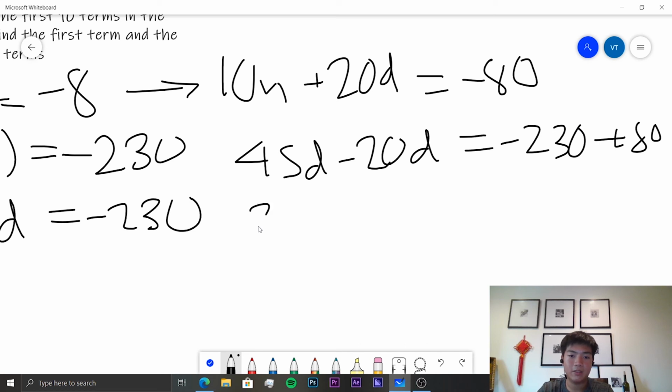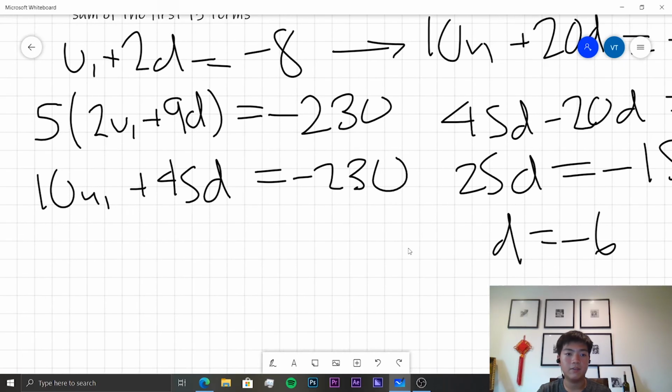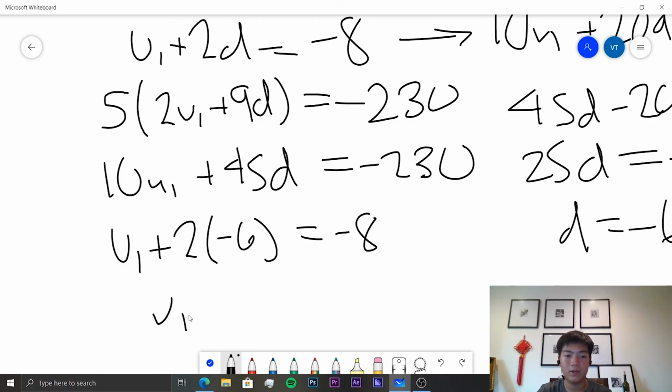So we know that 25d is equal to negative 150, and so d is equal to negative 6. So what's the first term then? Well, u1 plus 2d, remember, which is 2 times negative 6, is equal to negative 8, so therefore u1 should be negative 4. That's it.